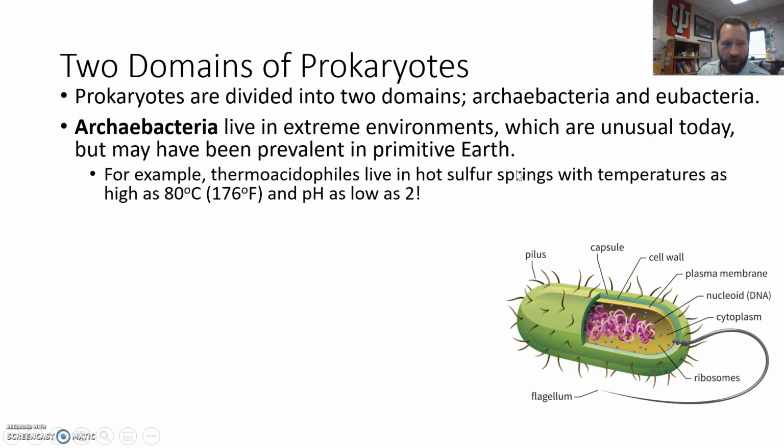So for example, an example of an archaeobacteria is the thermacetophile, which lives in hot sulfur springs with temperatures as high as 80 degrees Celsius, which doesn't sound so hot until you realize we're talking about Celsius and not Fahrenheit. It'd be 176 Fahrenheit, scalding, and a pH as low as 2. Most of the environments we live in are pH between 6 and 8. So pH of 2 is a lot different than a pH of 6 to 8.